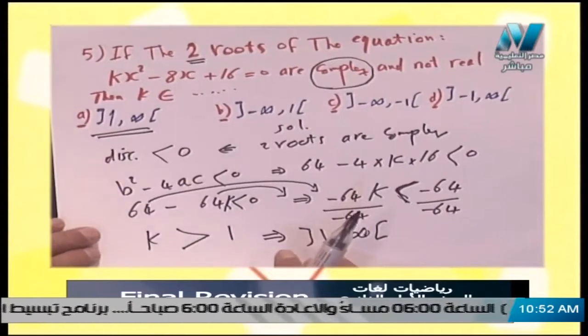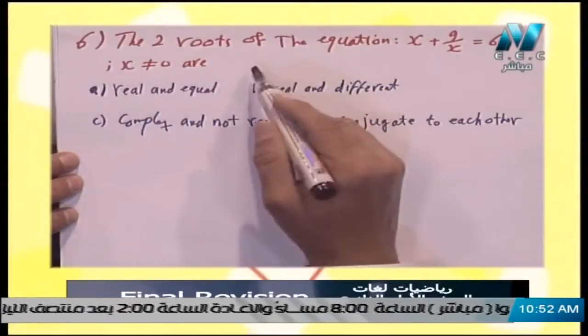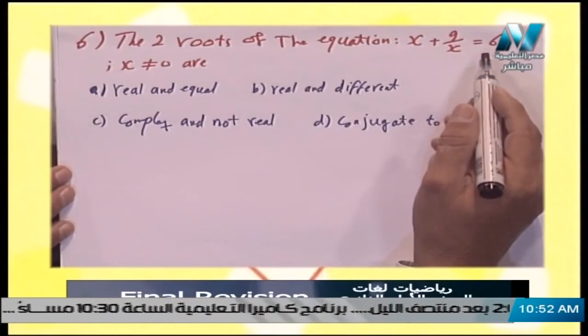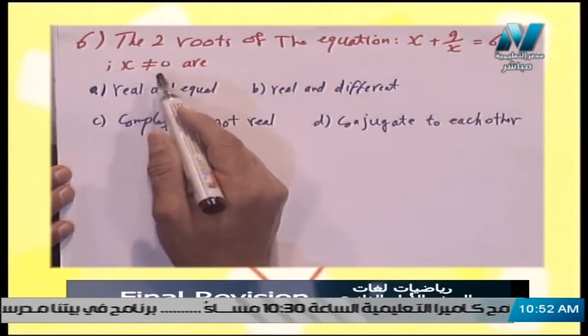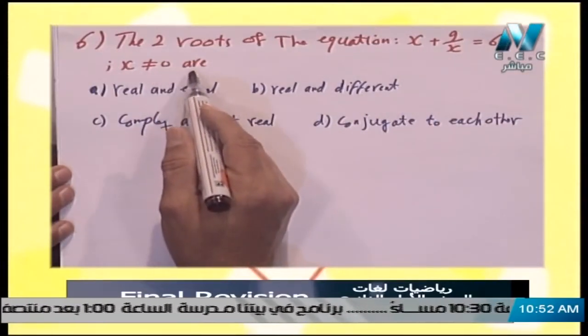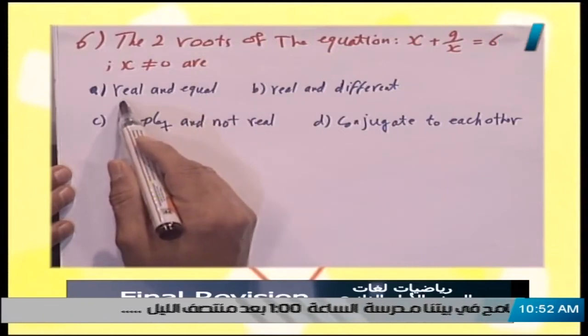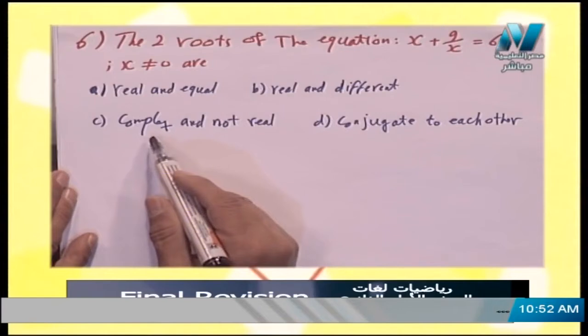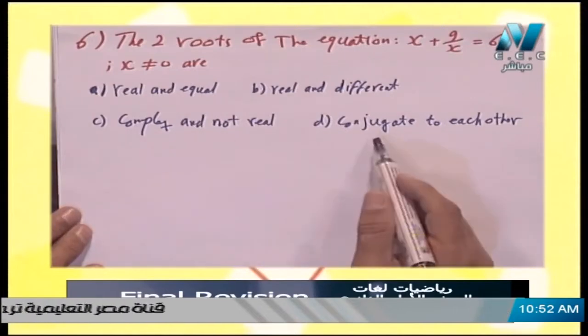Okay, we have also another question. Okay, it is algebraic question also. We have the two roots of the equation x plus 9 over x equals 6, and x of course doesn't equal 0. Are they real and equal, real and different, complex and not equal, or conjugate to each other?